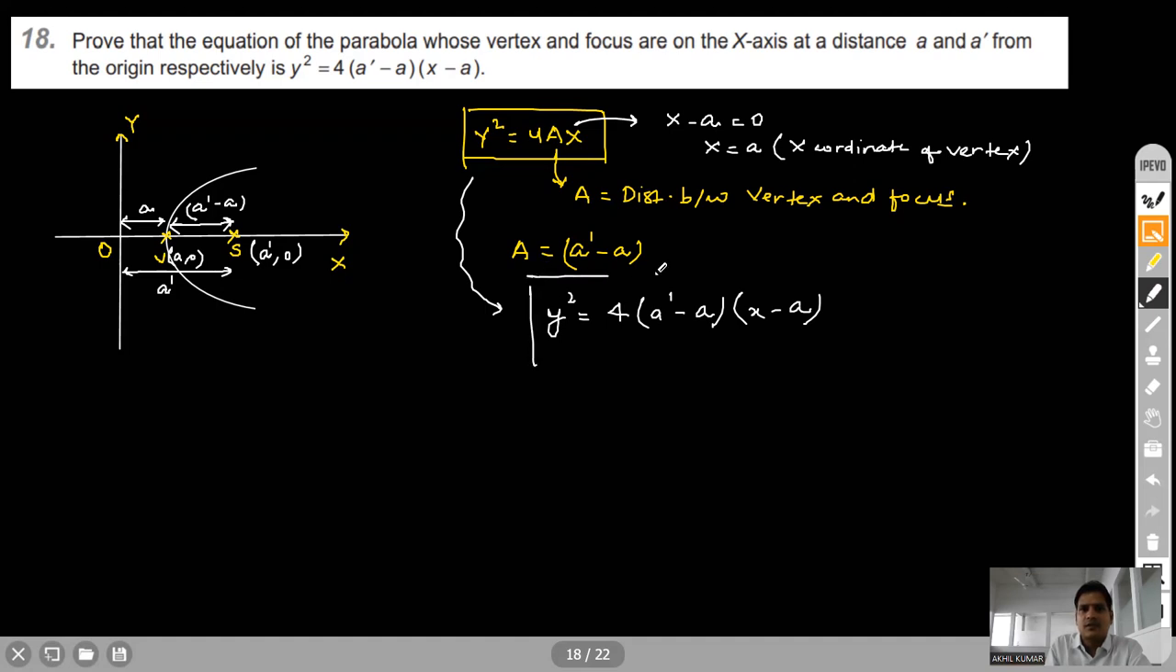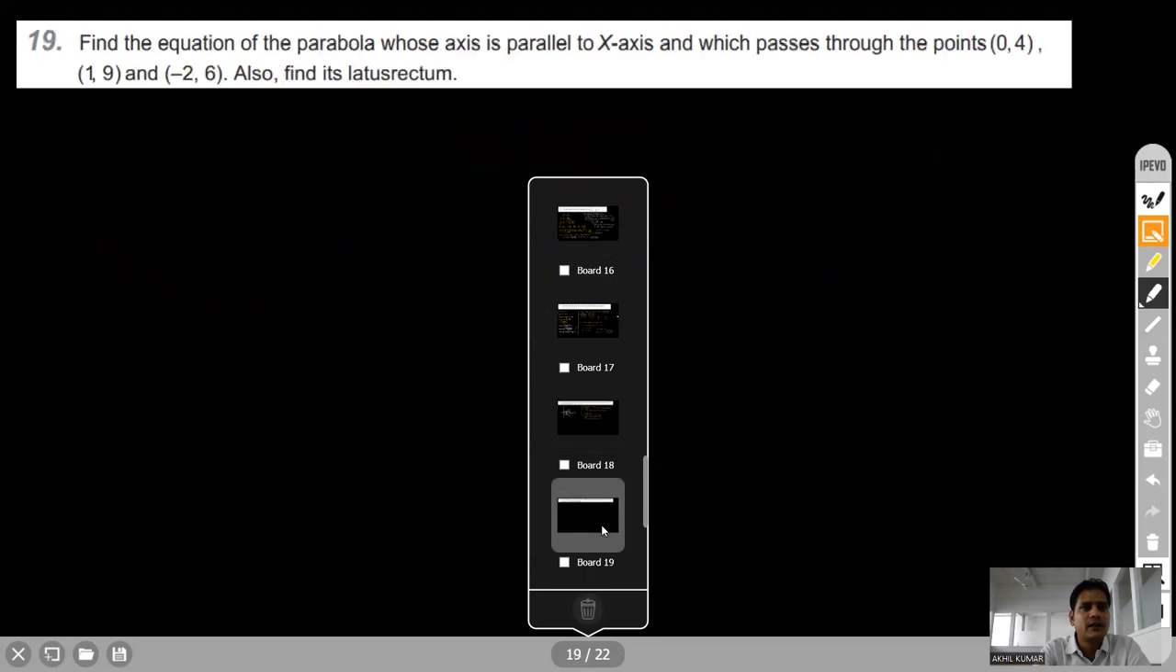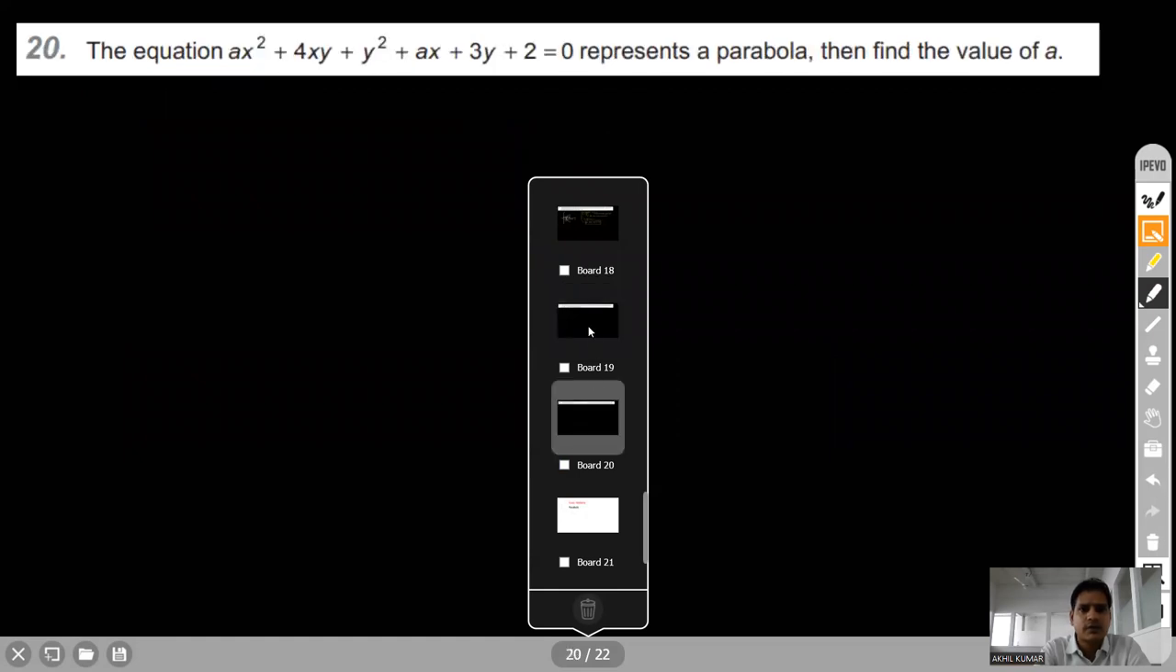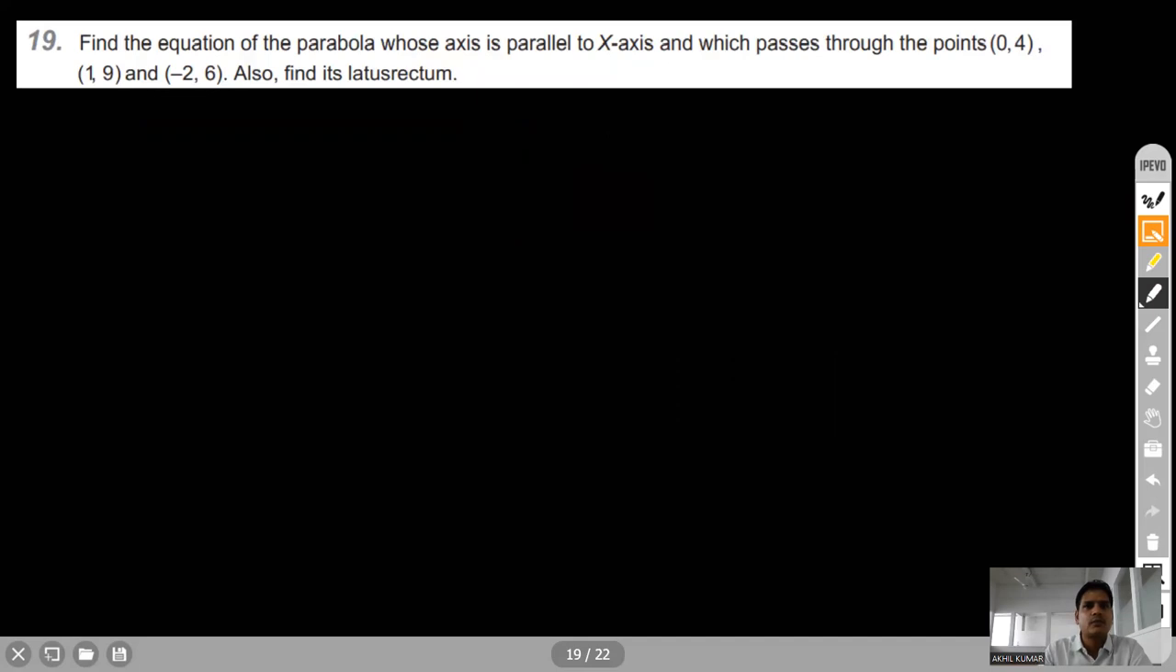This is what the question is saying. So definitely this will be the equation of parabola for the given conditions, right? So this was our question number 18. I think there are two more questions, 19 and 20. Okay, we will close it now.